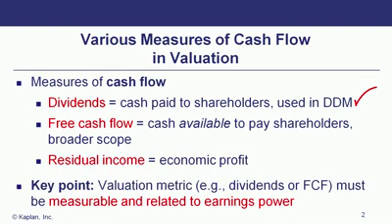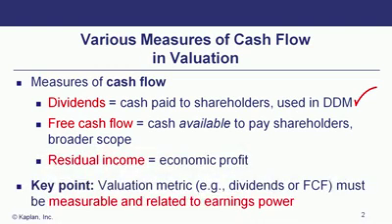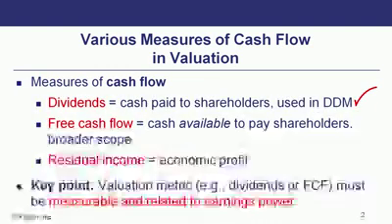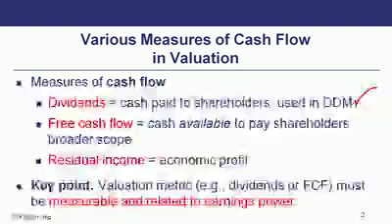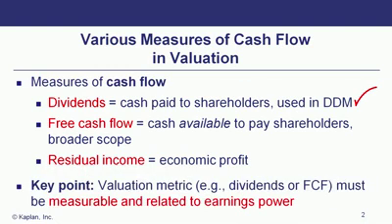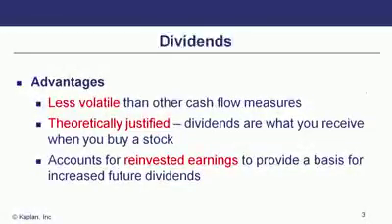Key point, the valuation metric we choose, whether it be dividends, whether it be free cash flows to the firm, to equity, residual income, must be measurable and must relate to earnings power. So we must be able to link that back towards earnings. So, dividends, if we're going to use it, as we are in this reading, advantages tends to be less volatile than other cash flow measures. So free cash flow, particularly if the business is cyclical, could be all over the place. Dividends, if the company has a specific policy, could be very stable.